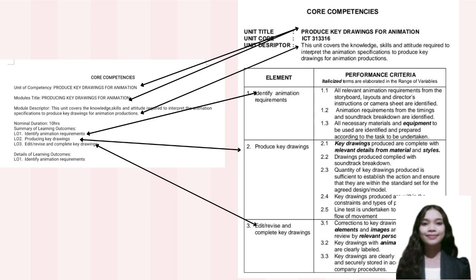Same process po for the module title. And the module descriptor: this unit covers the knowledge, skills, and attitude required to interpret the animation specifications to produce key drawings for animation productions. Nominal duration, we have 10 hours. Summary of learning outcomes, we have 3. First, identify animation requirements. Second, producing key drawings. And last, edit, revise, and complete key drawings.